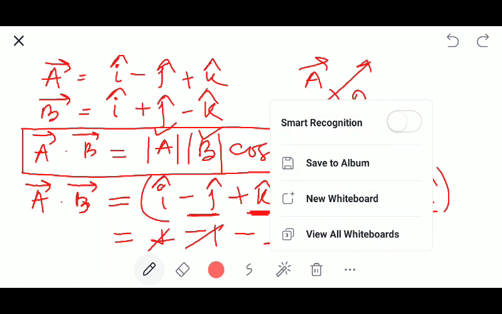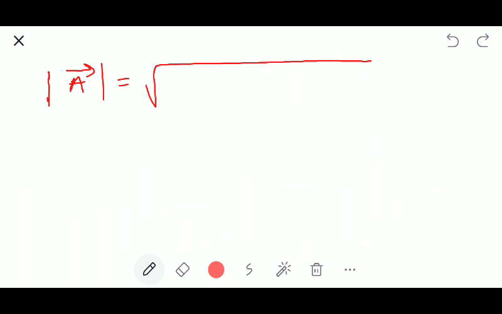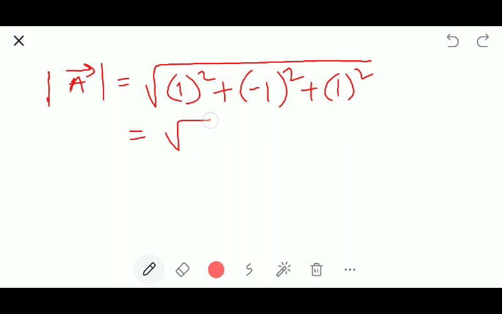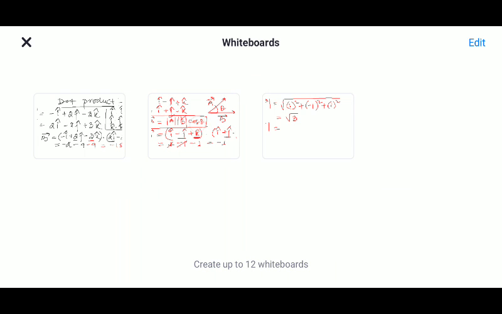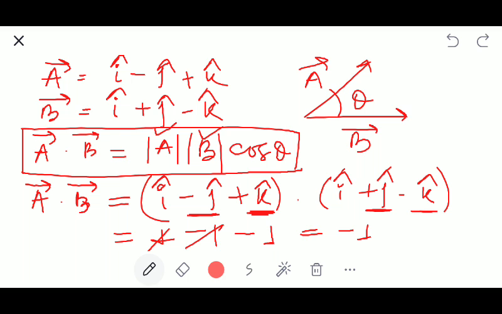So that is 1 square plus minus 1 whole square plus 1 whole square. The answer I will get is under root of 3. Now to calculate mod of B vector, I take the coefficients of i cap, j cap and k cap, each squared. The coefficient of i cap equals 1, the coefficient of j cap also equals 1, and the coefficient of k cap is minus 1, right?